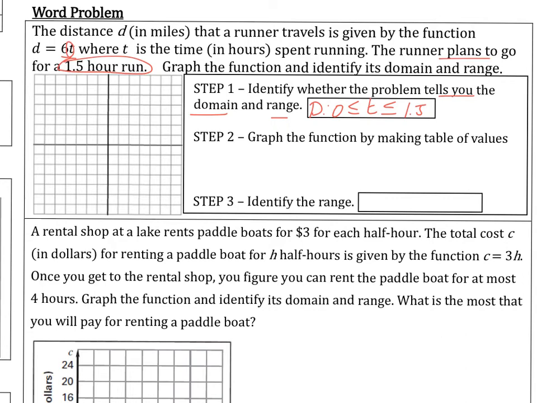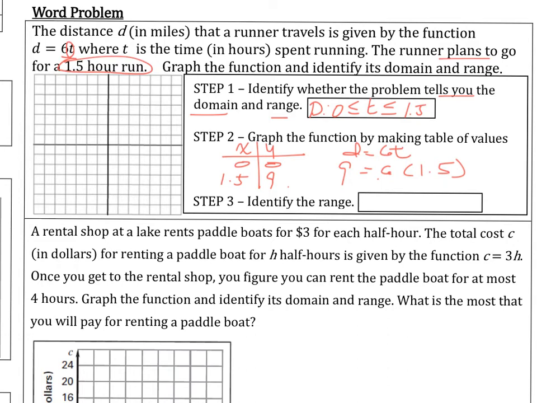So again, I'm going to make a t-chart. My function is d equals 6t. I'm going to use 0, so it's easy to work with. And I'm going to use 1.5, my endpoint. So when t is 1.5, 6 times 1.5 gives me 9. And now I can graph.